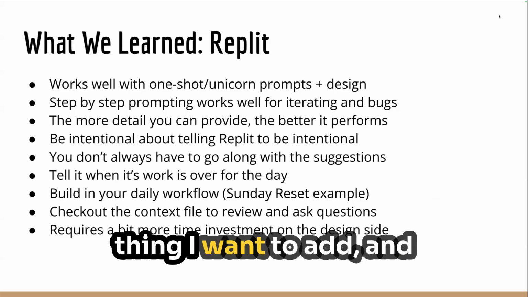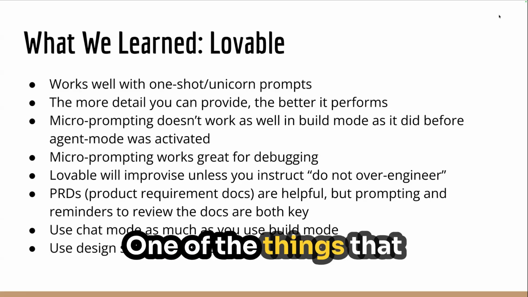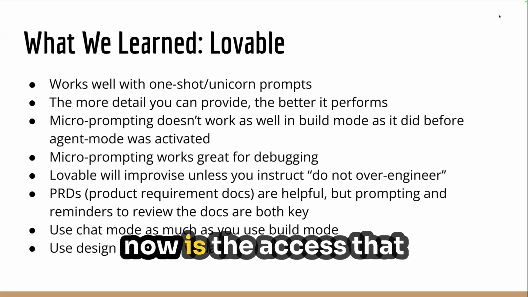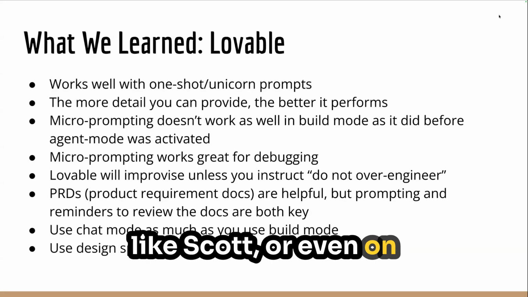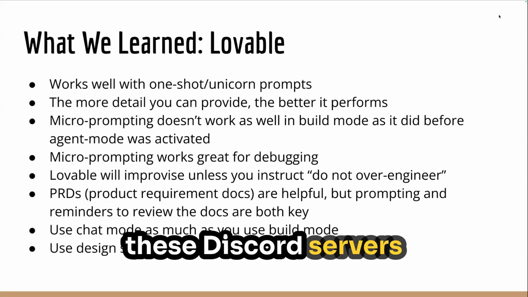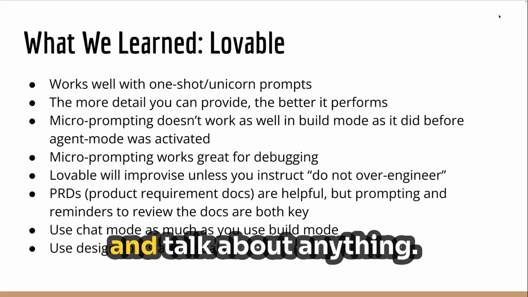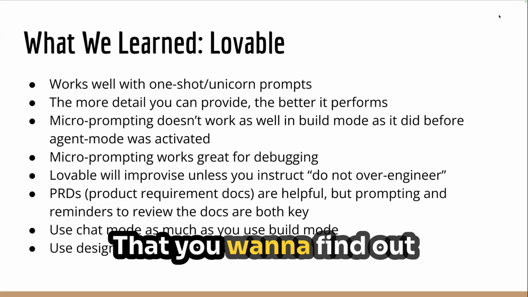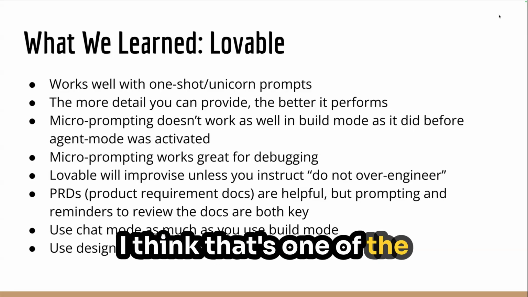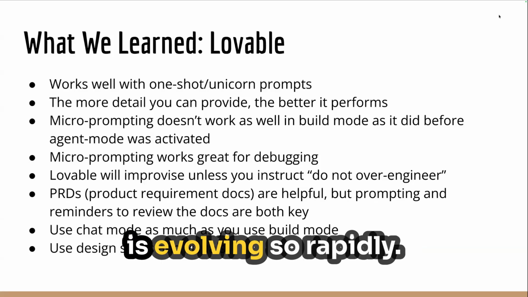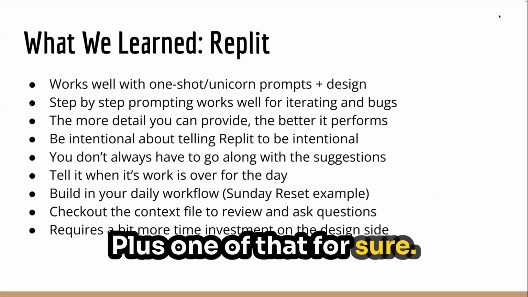And the last thing I want to add, and I said this when we were in Fargo in July, it amazes me. One of the things that impresses me about the whole AI industry right now is the access that you have to founders like Scott, or even on the Lovable side. They've got these Discord servers and Slack channels, and you've got power users on there, and you can hop on these things and talk about anything that you want to find out about the platform or learn from the platform. The communities to me are amazing. I think that's one of the reasons this technology is evolving so rapidly. Plus one to that for sure.